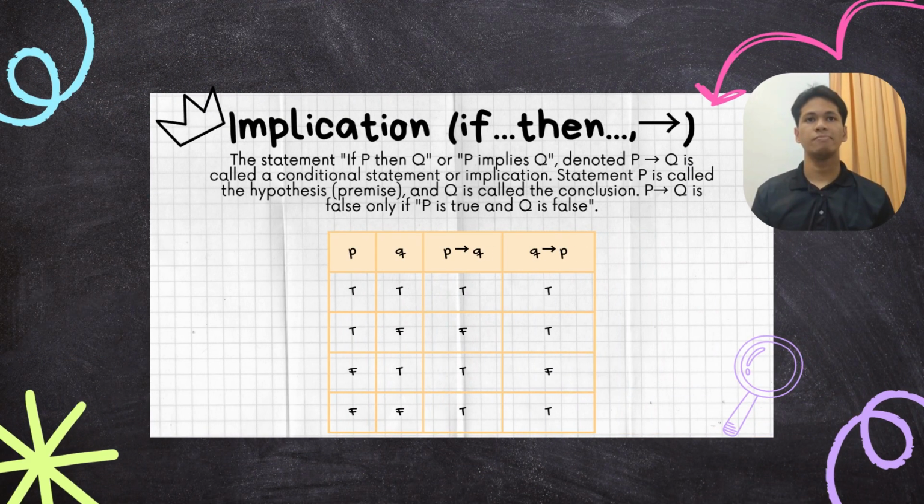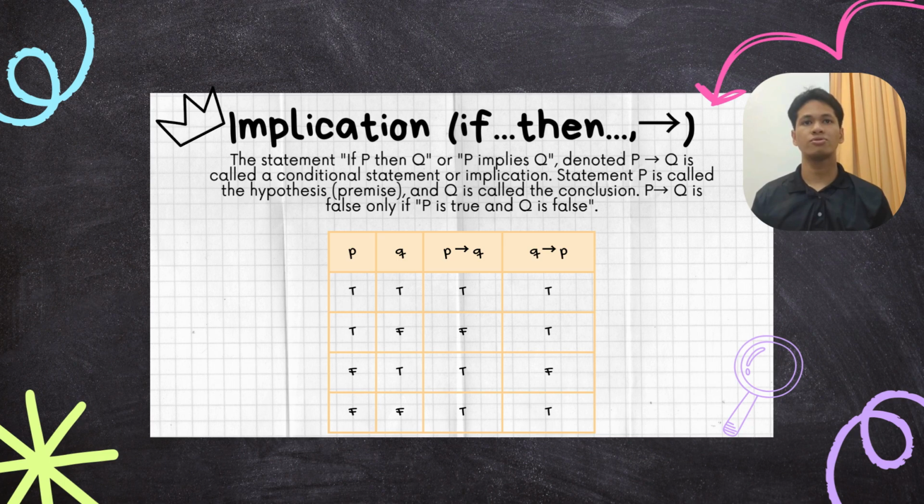This slide explains implication, which means if something happened, then something else happened. For example, if statement P is true, then statement Q is true. Here, statement P is called the premise, which means the condition. Statement Q is called the conclusion, which means the result. Now, let's look at the truth table.